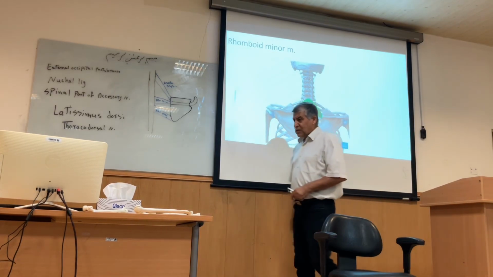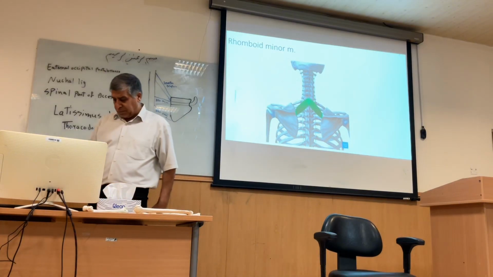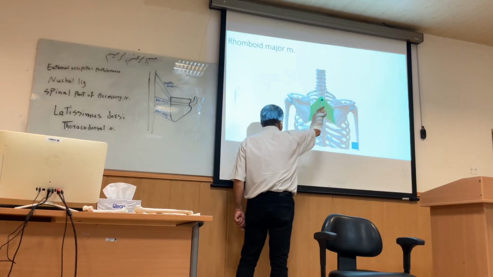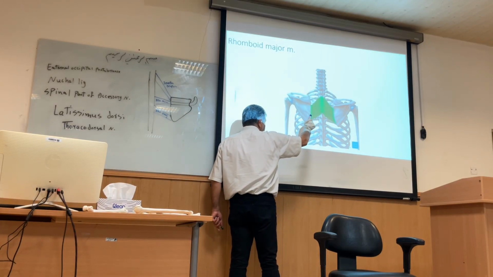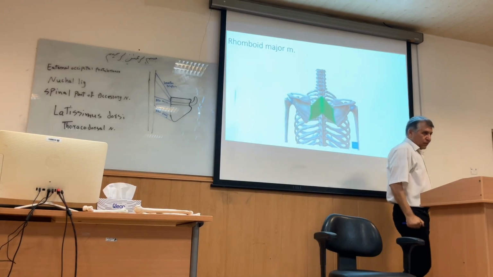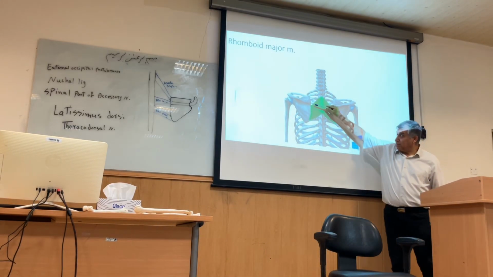Rhomboid major, origin from upper thoracic vertebra, and insert to the medial border of the scapula, below the spine of the scapula.